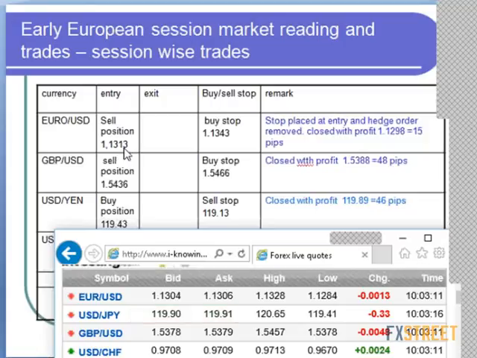So I took a sell position here at 1.1313 with the hedge order at 1.1343. You can see the high was only 1.1328 and they did not hit my hedge. And it came down. While it was coming down towards the close of the European session to 1.1298, I closed it with 15 pips profit.